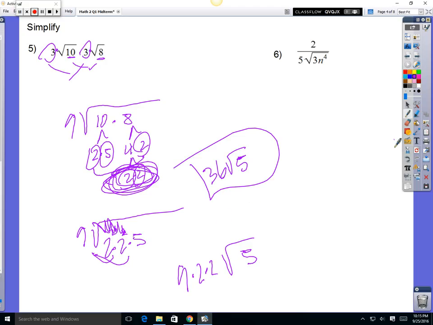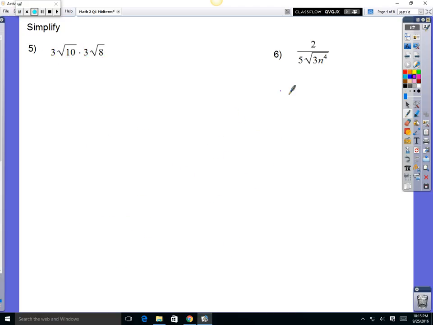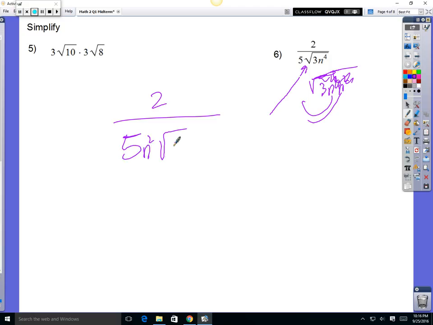Number 6. Okay, you cannot ever leave a radical on the bottom. Bad news. But the n's are cool, because if you've got the square root of 3n to the 4, that's the same as square root of 3n squared and squared. These n's are going to come out. The square root is going to undo the squares, and you have 2 squares. So kills that, n comes out, n comes out. So on top you have 2. On bottom, you've got 5n squared square root 3.